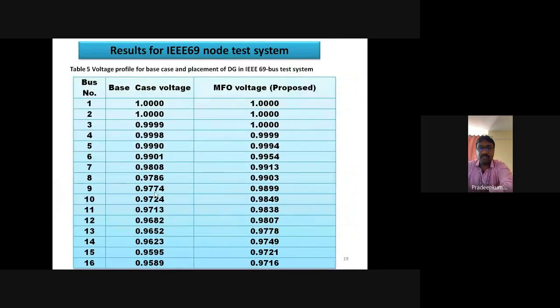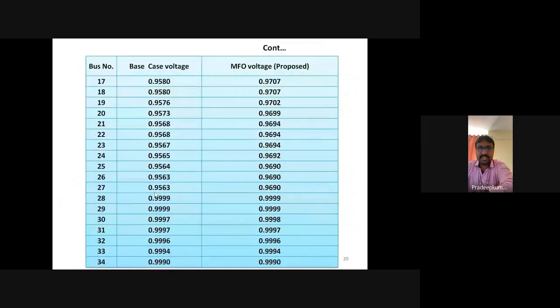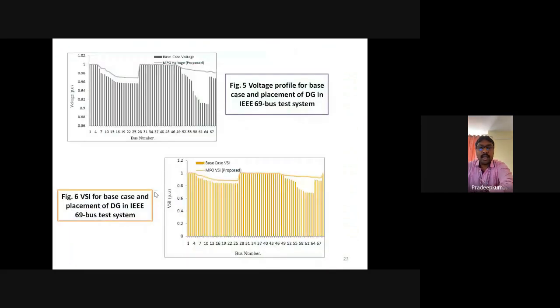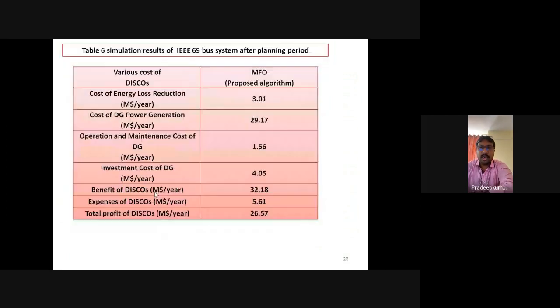Like that, we go for the IEEE 69 test system also. These are the results, and these are the corresponding simulation results for the voltage profile index as well as the voltage stability index. Now we check the comparisons for the IEEE 69 system. The total profit of DISCOs is $26.57 million per year, and the expenses are 5.61, and the benefit of DISCOs is $32.18 million per year.